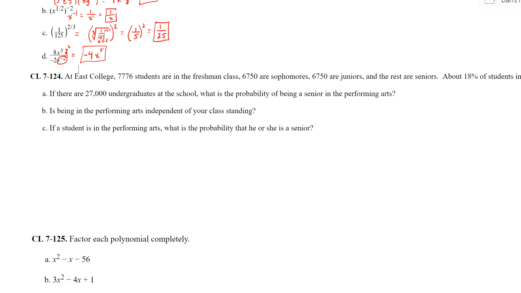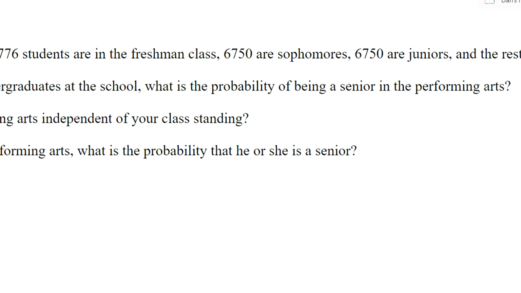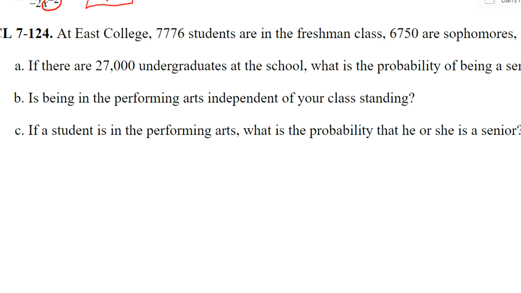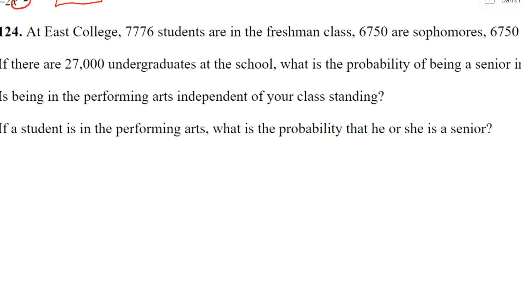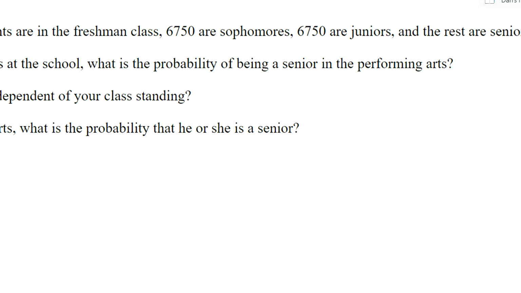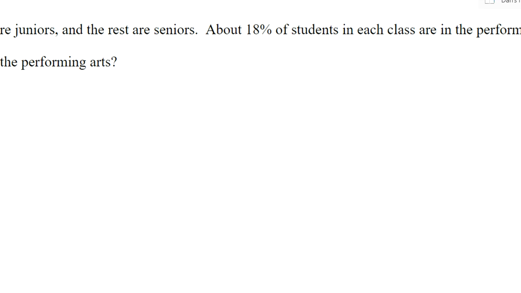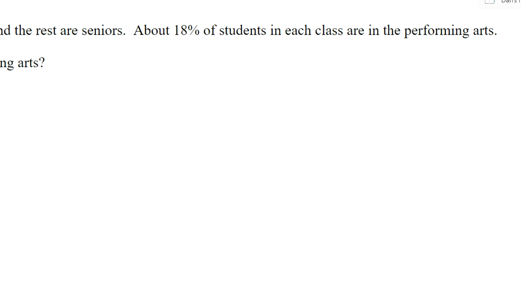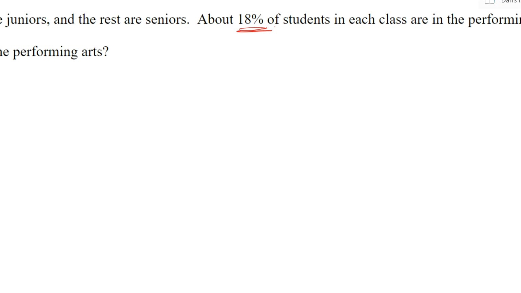Okay, last one, we're going to need to probably make a table here. Let's see if I can fit this all in the picture. Okay, let's just do this. All right, at East College, 7,776 students are in the freshman class. 6,750 are sophomores, 6,750 are juniors, the rest are seniors. About 18% of students in each class are in the performing arts. So that's important. We're talking about performing arts.